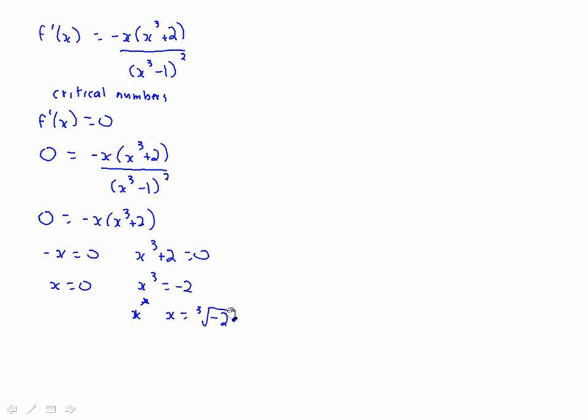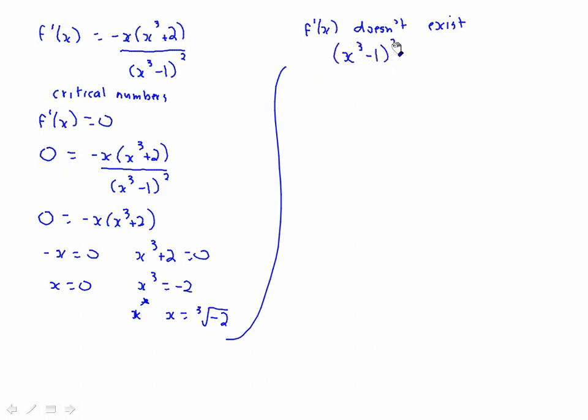Then we also have to be aware that critical numbers occur where f prime at x doesn't exist. So never forget this, particularly when you're dealing with rational expressions that have a denominator. It won't exist where x cubed minus 1 squared equals 0, so where the denominator is equal to 0 is where we will start. Now it's true that other points could be found where the derivative doesn't exist, but typically it's on the denominator. And we take the square root of both sides, we get x cubed minus 1.